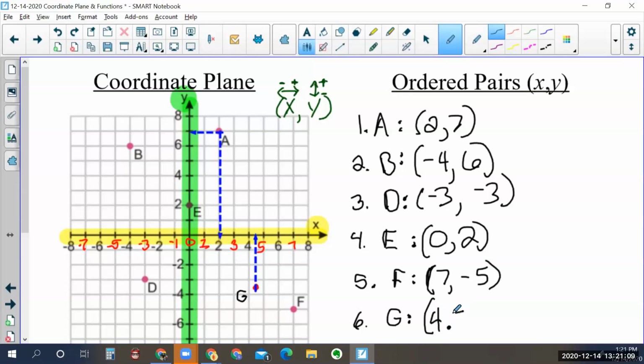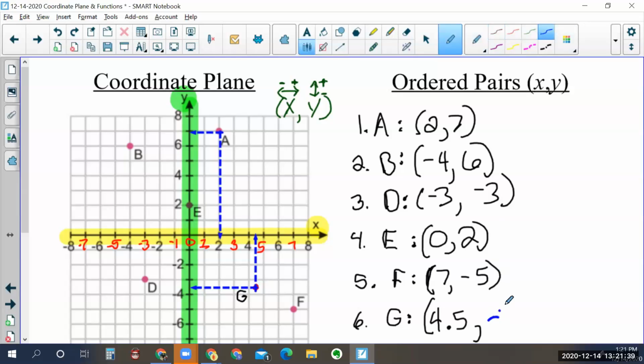So 4.5 would be the x coordinate of point G. And then likewise, if I go straight over to the y-axis, I realize I'm between -3 and -4. I have not yet made it down to -4, so this would be -3.5, again a 0.5 situation.